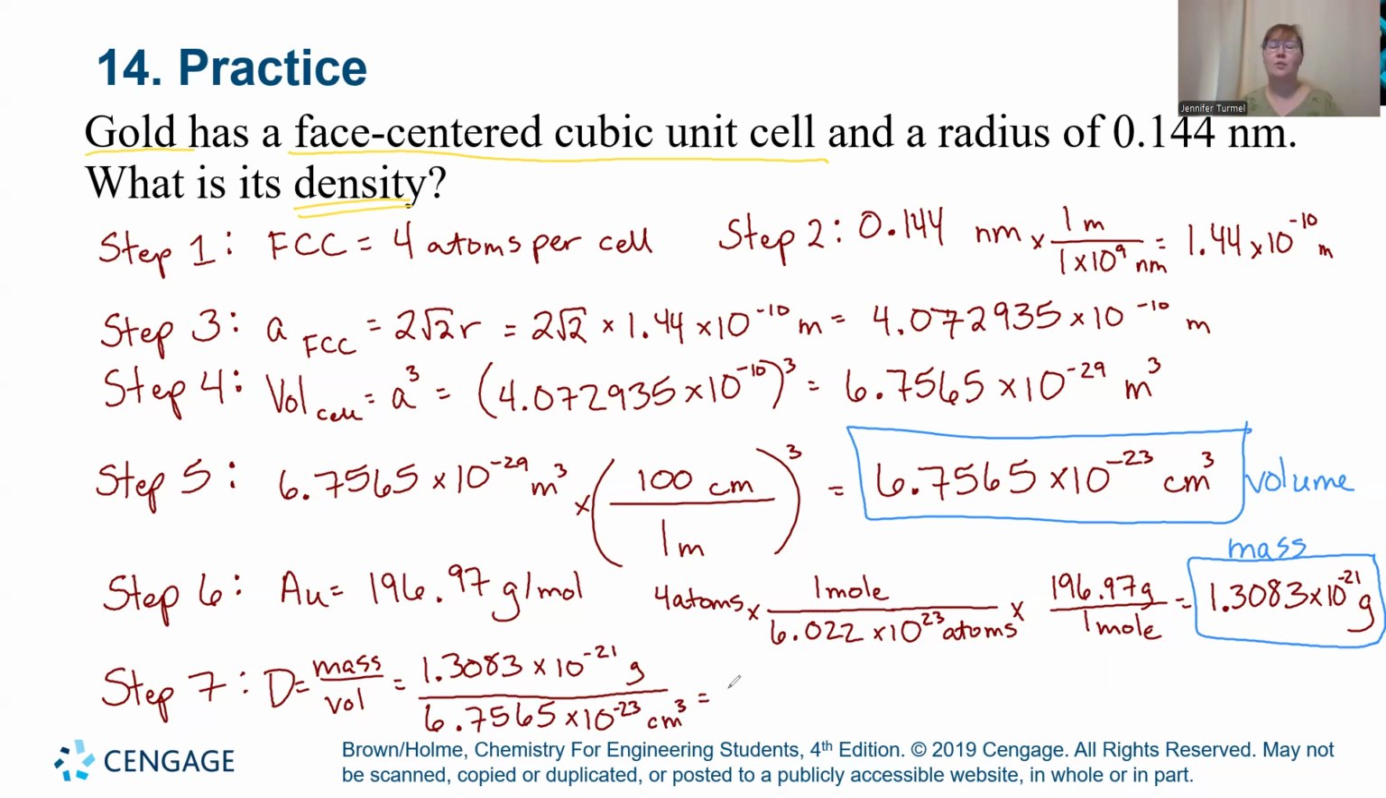Verify on your calculator that you're doing this correctly. And now you take a look and I see that I can only have 3 significant figures. And when I do this division, I get 19.4 grams per cubic centimeter. And that is our final answer for the density.